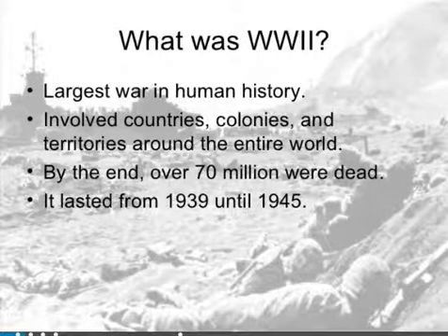It was World War II, the largest war in human history. Tons of people died, and tons of countries were involved: East, West, Germany, Japan, Italy, Morocco, with colonies and territories across the entire war. By the end, over 70 million people were dead, and it lasted from 1939 until 1944. Those are just key facts about World War II.